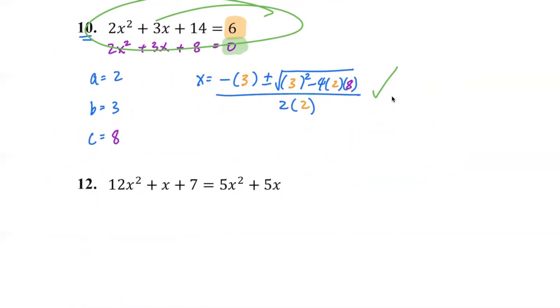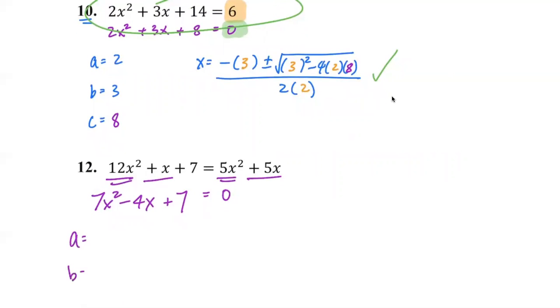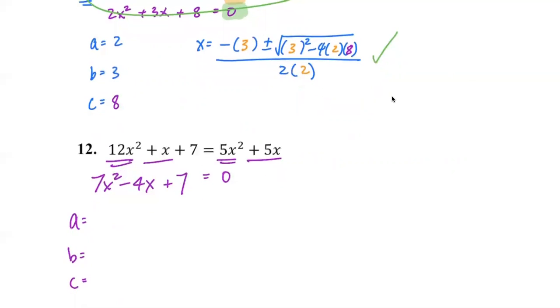So make sure that you fix the equation so that it is equal to 0 before you try your quadratic formula. So you subtract 5x squared on both sides, so that gets you 7x squared. You subtract 5x on both sides, that gets you minus 4x. Plus 7 is still there, so that's how you simplify it. And then you've got your a, b, c values right there. The a value would be not 12, but 7. The b value is not 1, but negative 4. And the c value would be 7.